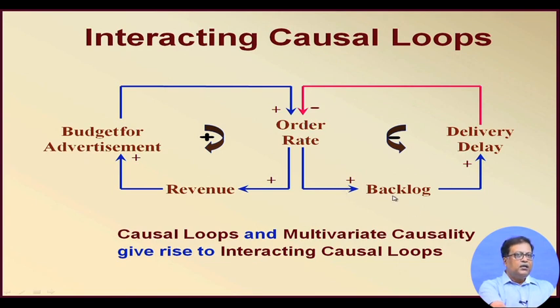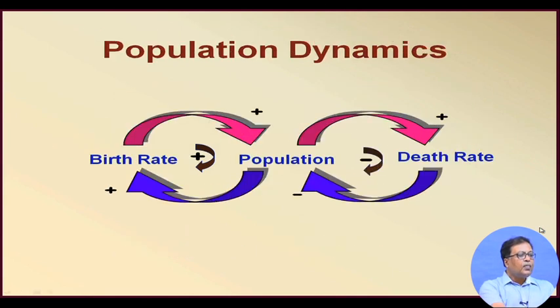So, that is the multivariate causality that gives an interacting causal loop, because order rate depends on both. This is a classical model about population, birth rate and death rate. More birth rate, more population, more death rate, less population, right. Both birth rate and death rate could be a fraction of population. In that sense, both may be functions of population. So, we can have a positive loop here and a negative loop here. That is population dynamics.